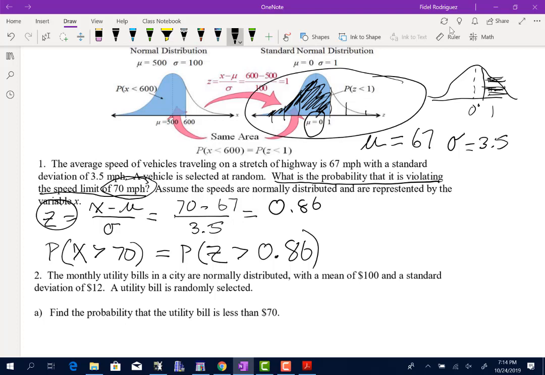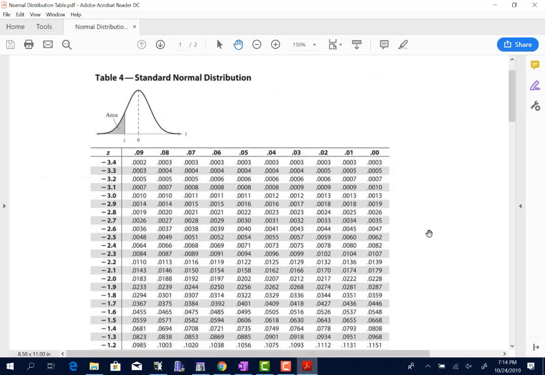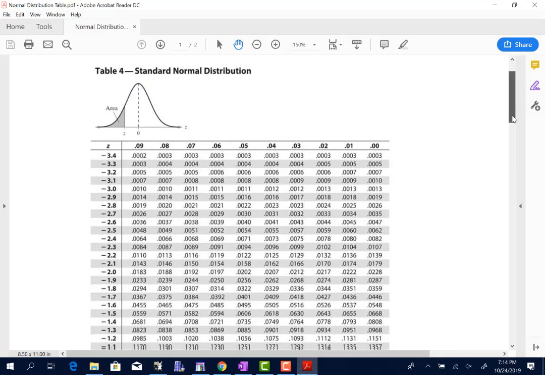And if this number here is 0.86, if we use our table or our calculator, we can find the area to the left. And then if we wanted to find the area to the right, what would we do? Subtract it from 1. Okay. So guys, if I were to pull up the table, I'm going to use the table first. If you want to use the calculator, you can use the calculator.